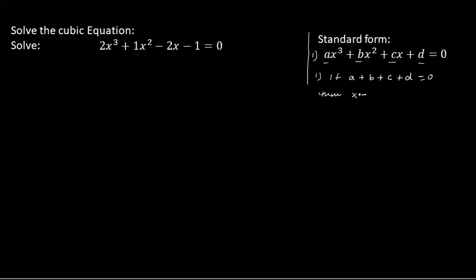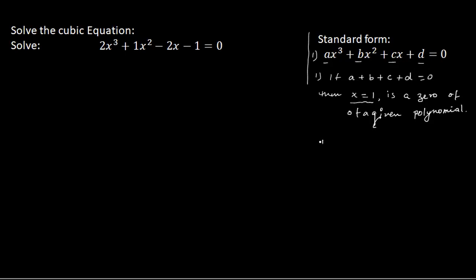x equals 1 is a zero of the given polynomial. This is rule number one. We use this rule quite frequently. Basically, we simply add these coefficients, and if this sum is 0, then we conclude that x equal to 1 is a zero of this polynomial, or x minus 1 is a factor of this polynomial.